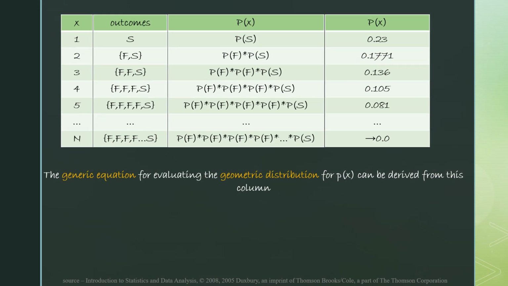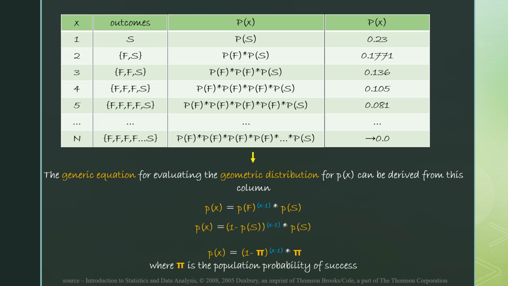The generic equation for evaluating the geometric distribution for probability of x can be derived from this column. Accordingly, probability of x equals probability of f raised to the power x minus 1 multiplied by probability of s. It can be rewritten as probability of x equals 1 minus probability of s raised to the power x minus 1 multiplied by probability of s, which in turn equals 1 minus pi raised to the power x minus 1 multiplied by pi, where pi is the population probability of success.